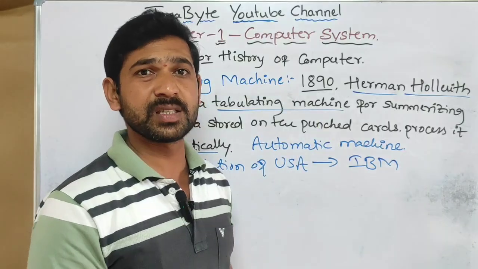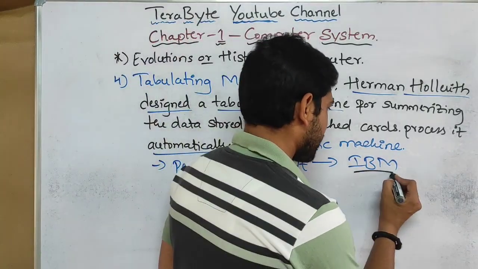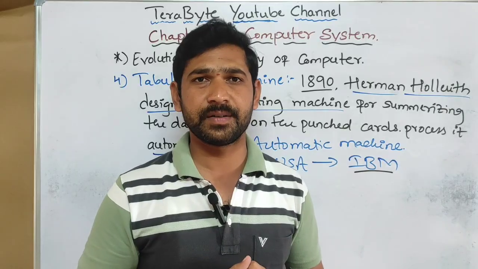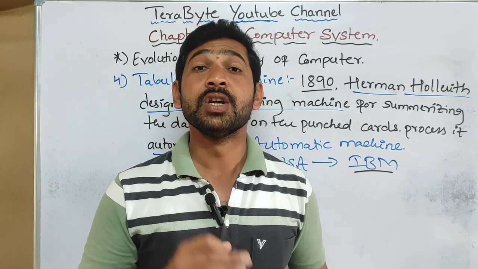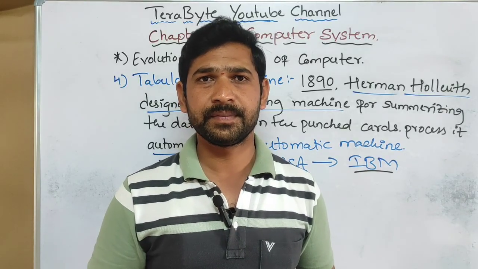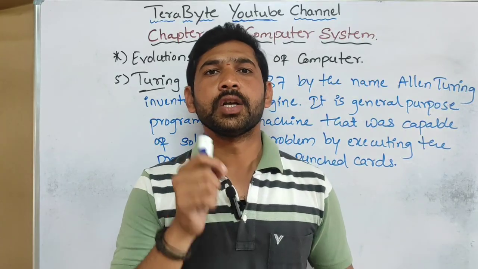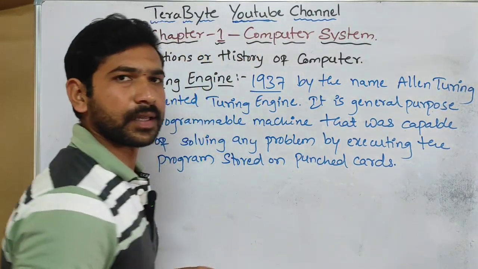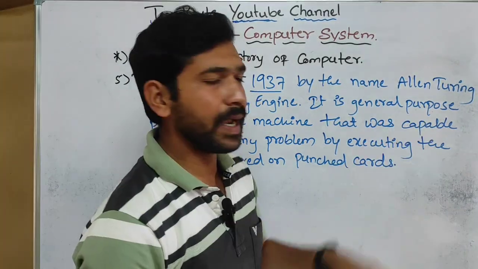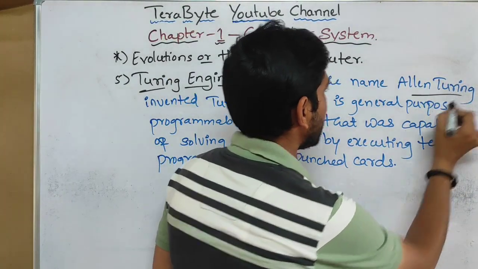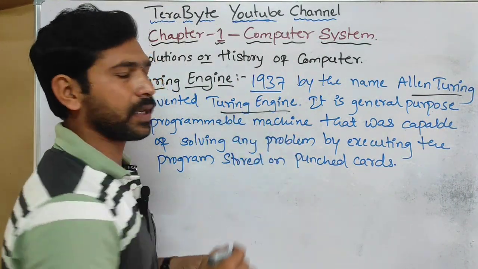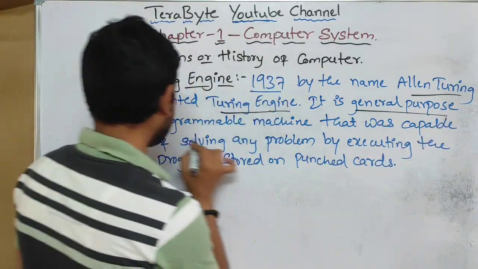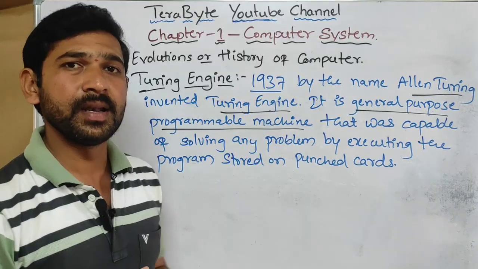This machine has now become famous as IBM, which stands for International Business Machine. Okay, so the next and last one is the Turing Engine. In the year 1937, Alan Turing invented the Turing Engine. It is a general purpose programmable machine.